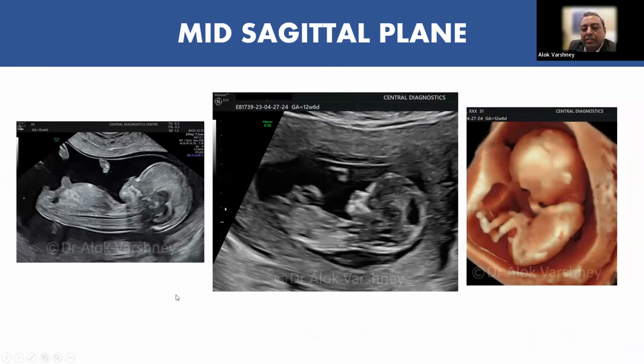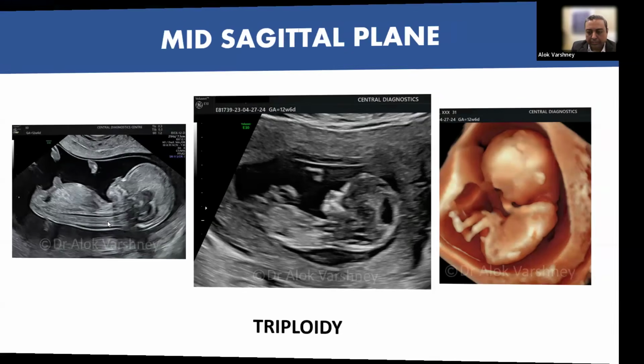And here in this case, there is no abnormality per se, but we see the disproportion between the head size and the size of the body of the baby. The abdomen is very, very small compared to the head. This means that the fetus is suffering from an early onset fetal growth restriction, which is a sign of aneuploidy and particularly triploidy. So all these features can be diagnosed if we are looking at this mid-sagittal plane carefully.